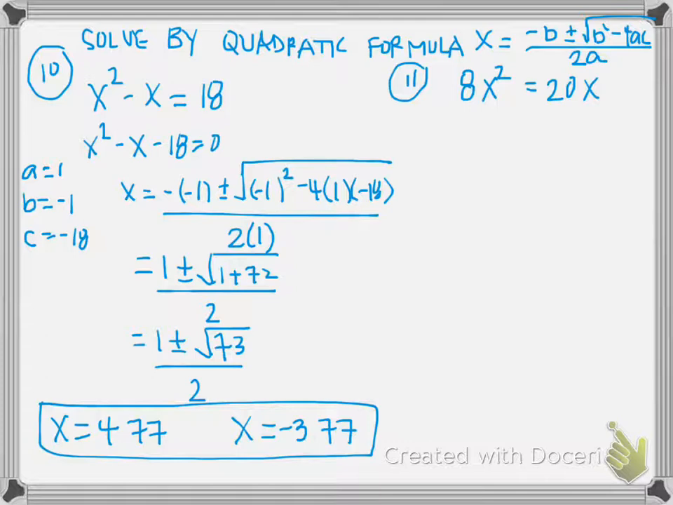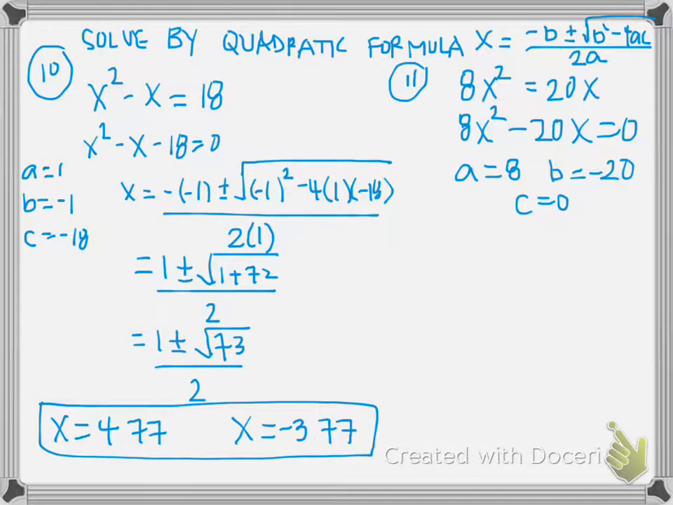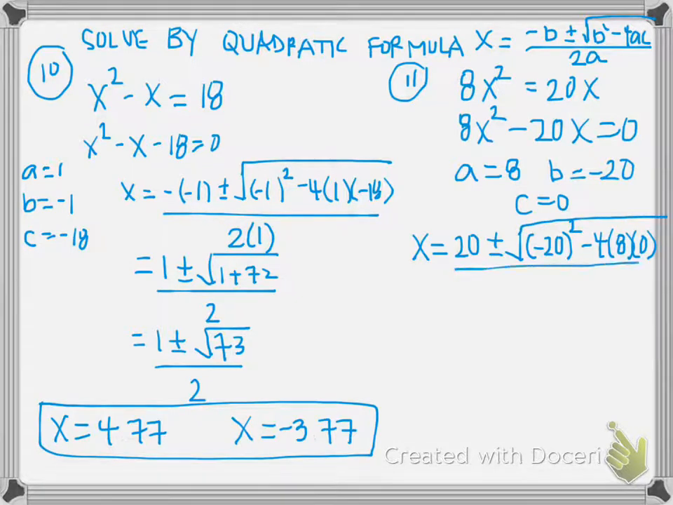Alright, so the same thing over here applies. I need to get it in standard form. So this is 8x squared. Move the 20x to the other side. So my a is 8. My b is negative 20. And my c is 0. So we'll have a positive 20 plus or minus square root of negative 20 squared minus 4 times a times c, all over 2 times a.